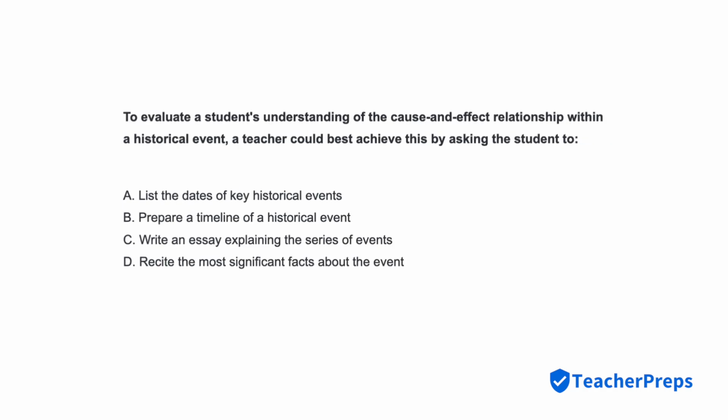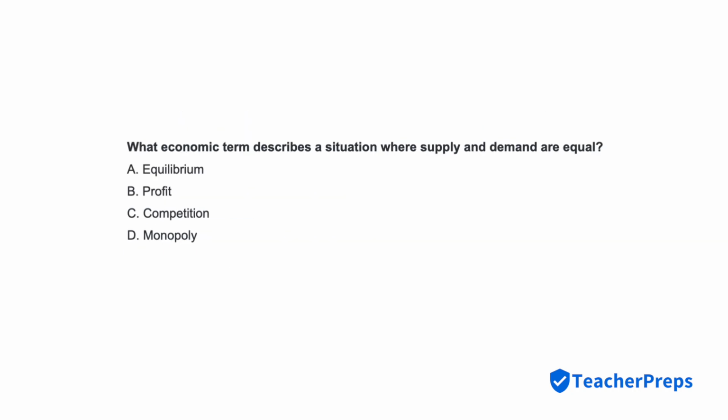To evaluate a student's understanding of the cause and effect relationship within a historical event, a teacher could best achieve this by asking the student to, correct response, letter C, write an essay explaining the series of events. What economic term describes a situation where supply and demand are equal? Correct response, letter A, equilibrium.